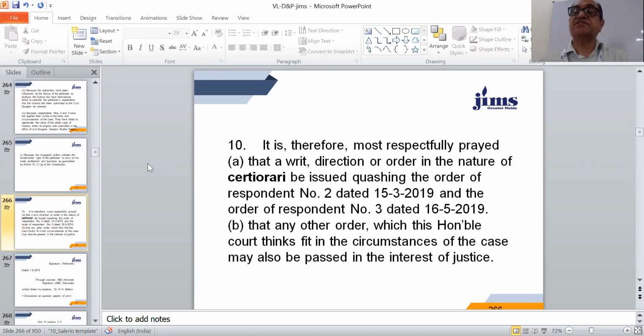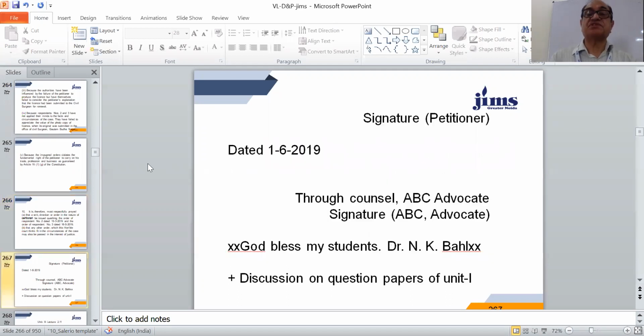Yes, you have rightly drafted this relief, and we pray that any other order which this honorable court thinks fit in the circumstances of the case may also be passed in the interest of justice. So this is your chief prayer, that the orders passed by respondent number 2, the drug controller, and the order passed by the appellate tribunal at Lucknow, both should be quashed. And the second relief is customary to write down, that any other order which this honorable court thinks fit in the circumstances of the case may also be passed in the interest of justice.